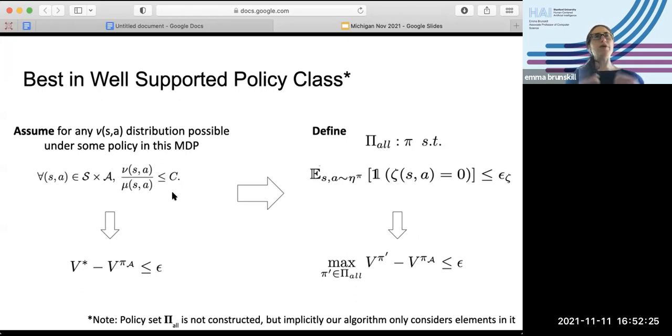So if I think of there being a distribution of states and actions that can be visited by the behavior policy, as long as that has sufficient probability, then I will try to compete with the best policy that would also visit those types of states and actions.